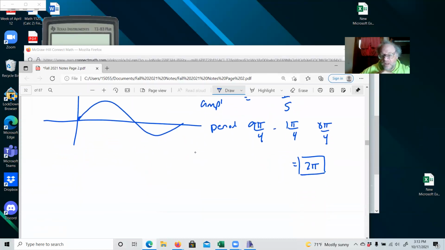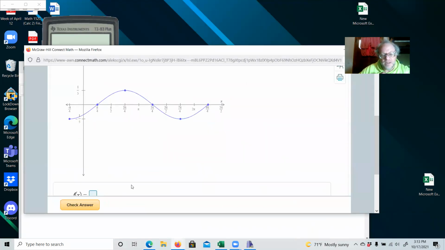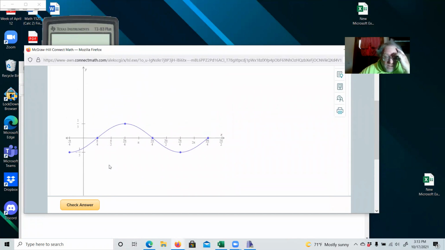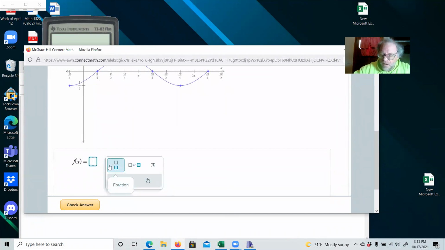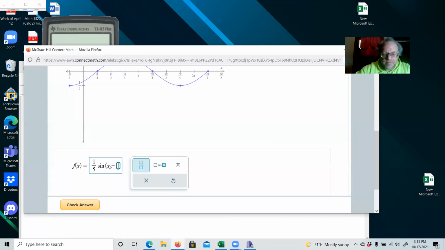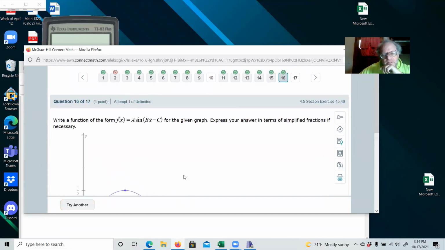Okay, the coefficient is a 1. So it looks like we have a 1/5 sine. We have b equal to 1, x minus, because we're moving off to the right, pi over 4. Do you have to write the 1? No, I just wanted to fill it in and make sure I covered everything. So this is going to be 1 over 5 sine, x minus pi over 4. All right, we'll check.